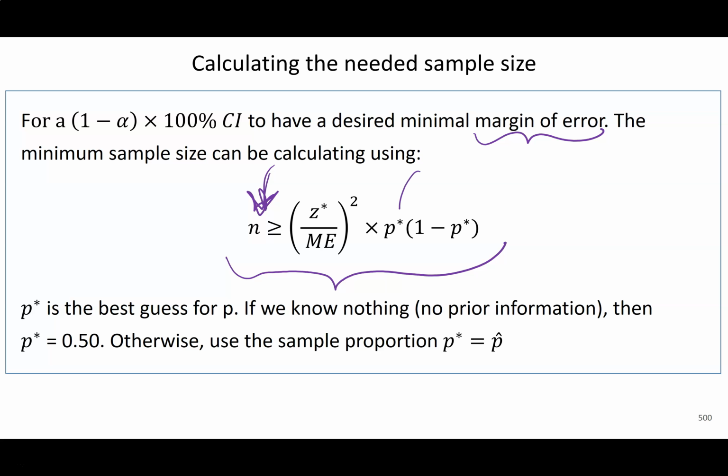The big thing that's different here are these P stars, right? So P star is going to be your best guess for P. So if you have sample information, you want to use P hat. If you know nothing, you're going to use P star equal to 0.5. So that's just the most conservative guess you could possibly use. However, if you have sample information, use the sample information. It'll be probably more accurate. Not to mention, using 0.5 will give you the biggest sample size versus any other value of P star.